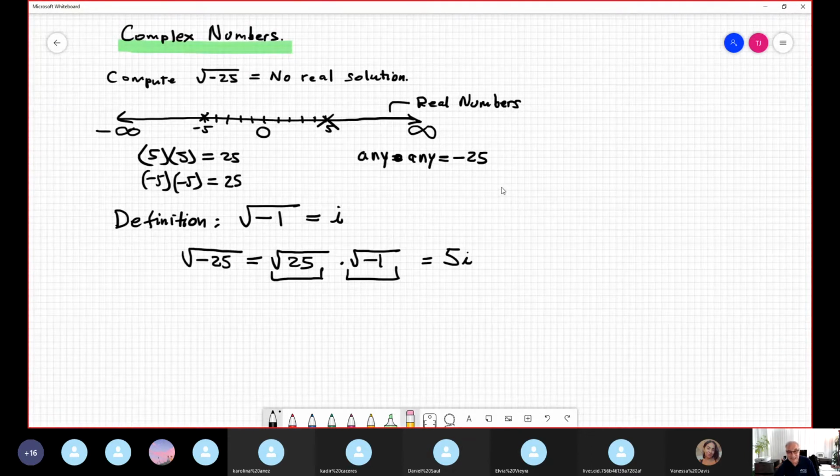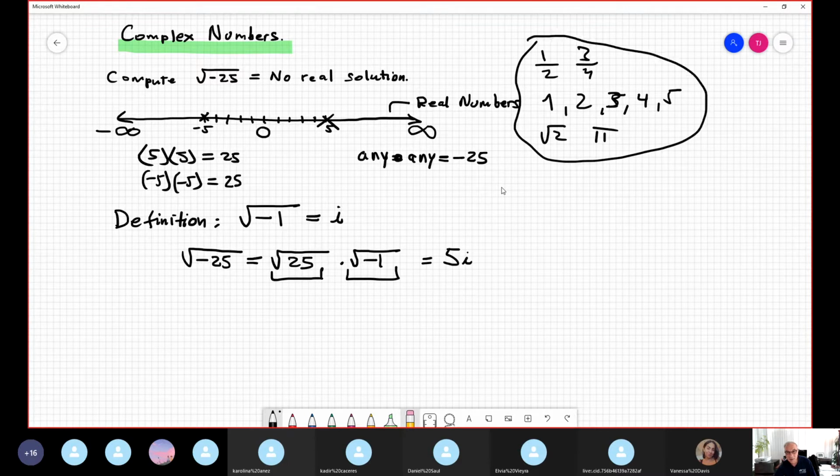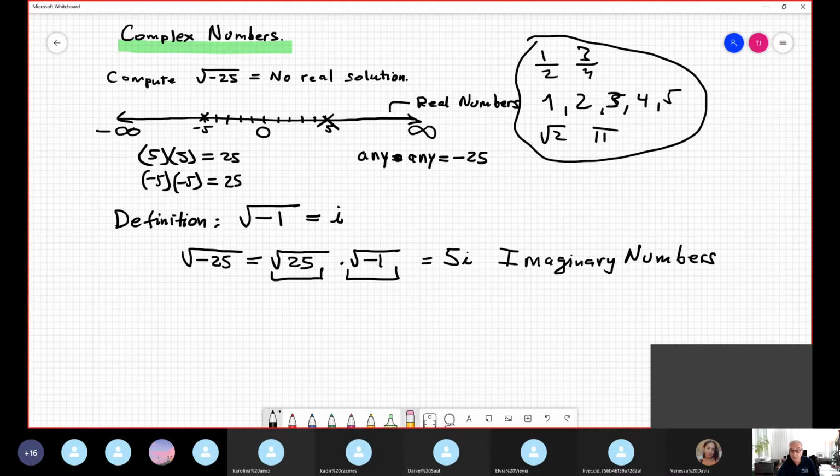You have the classical real numbers that we work with every day, 1, 2, 3, 4, 5. Not exactly like a fraction, 1/2, 3, 4. Irrational, radical 2, pi. This is a real number, the set of the real numbers. However, we have another set of numbers that is called imaginary numbers. So real numbers and imaginary numbers.